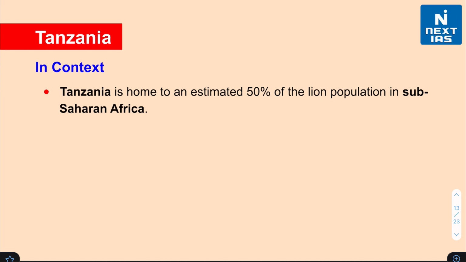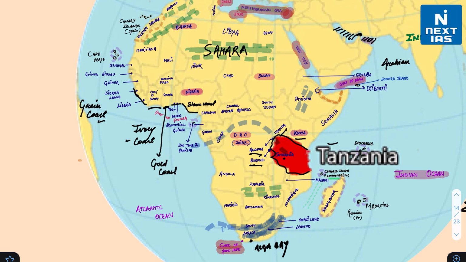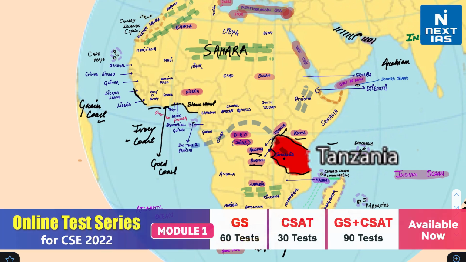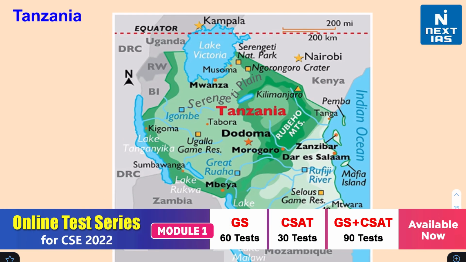Tanzania. Now, this region was in news as in central Tanzania, the Barbeg tribe, who used to hunt lions earlier, have converted to protectors of these lions who were once the threat to their community. Tanzania is home to an estimated 50% of the lion population in sub-Saharan Africa. It is bordered by Kenya, Uganda, Rwanda, Burundi, Zambia, Malawi, and the Indian Ocean, with the Democratic Republic of Congo and Mozambique. So let's look at a detailed map of Tanzania.